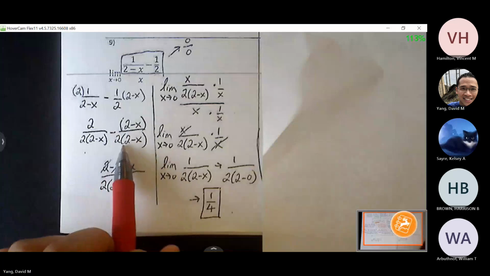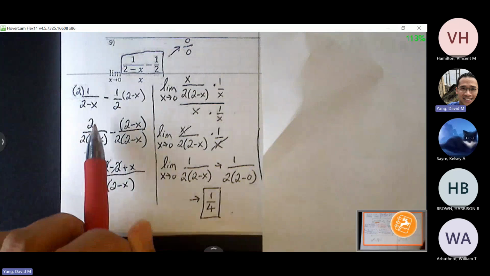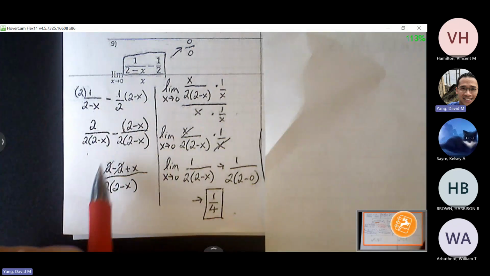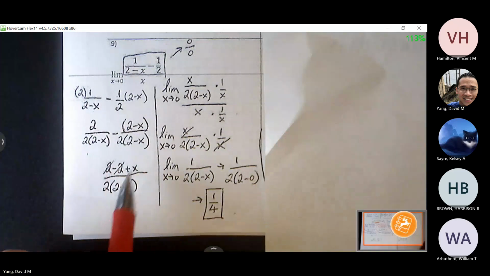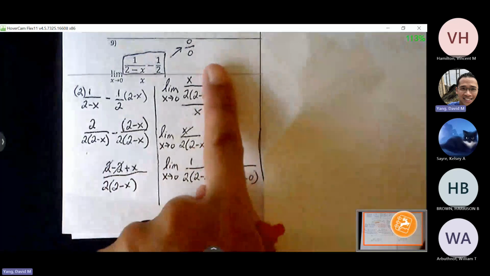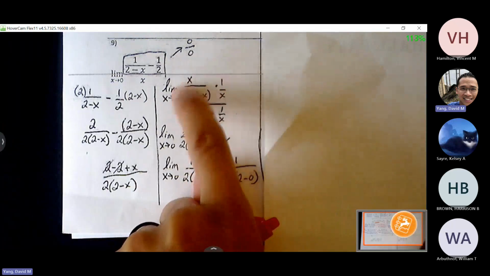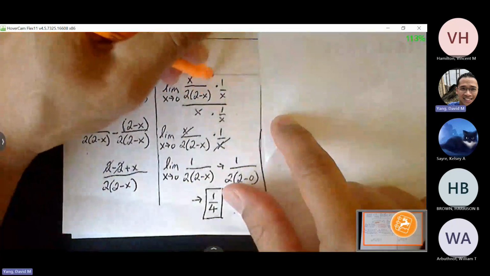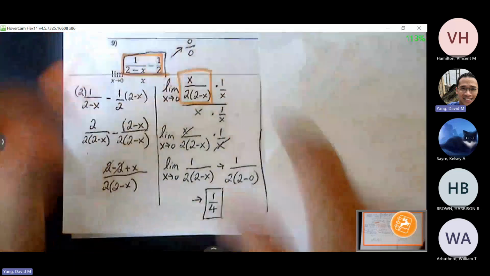Once we are sitting at common denominators, we're able to merge them into the same fraction. We can combine all the numerators together, add and subtract the numerators together. So distribute the negative through, we get 2 minus 2 plus x. So you're left with x over 2 times 2 minus x, all over x, because this is now the updated, cleaned up version of this original top portion.